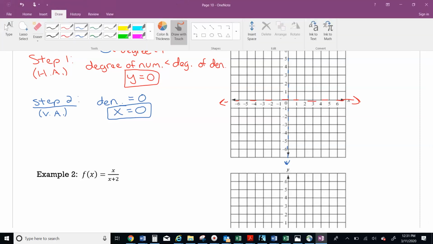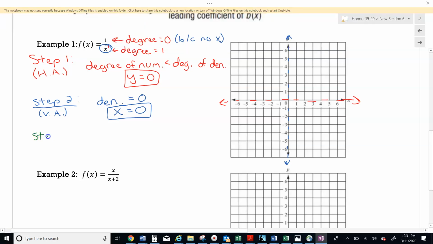Step 3. Our last step is, well, I have these asymptotes, I just don't know where my graph actually is. Is it increasing, decreasing? So we're going to find 4 points, 2 left and 2 right of your vertical asymptote. Okay, that's kind of the easiest thing to do. So here x equals 0 is my vertical asymptote. So I have to choose 2 numbers over here and 2 numbers over here and just plug them in.